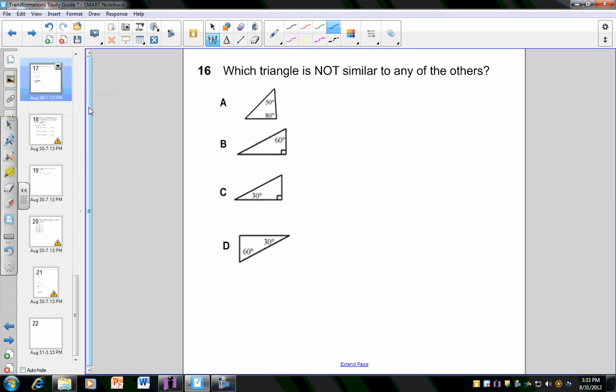All right, which triangle is not similar? Once again, we're asking the "not" question, not similar to any of the others. So that means 3 out of 4 are similar. Okay, so which one is not similar?